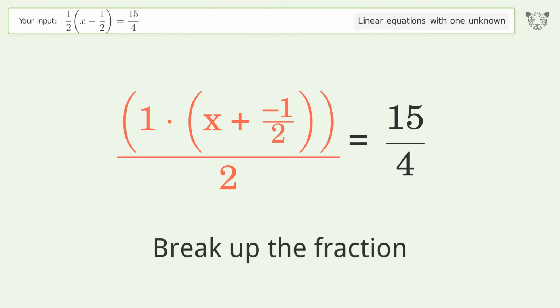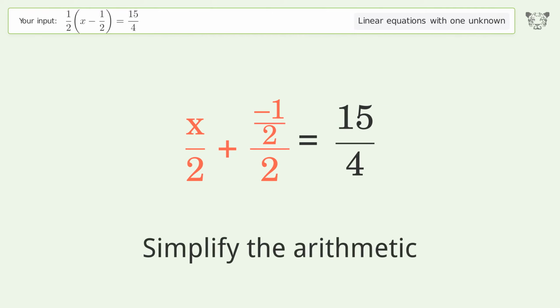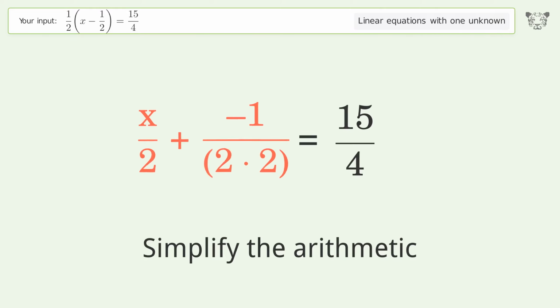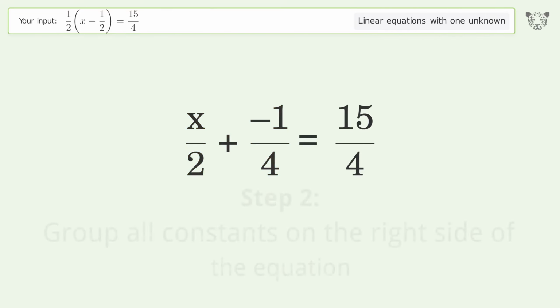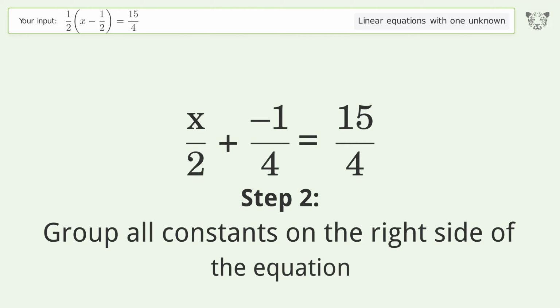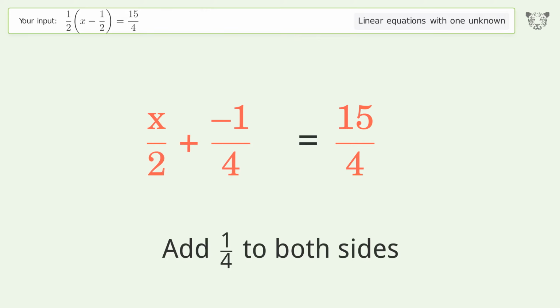Break up the fraction. Simplify the arithmetic. Group all constants on the right side of the equation. Add 1/4 to both sides.